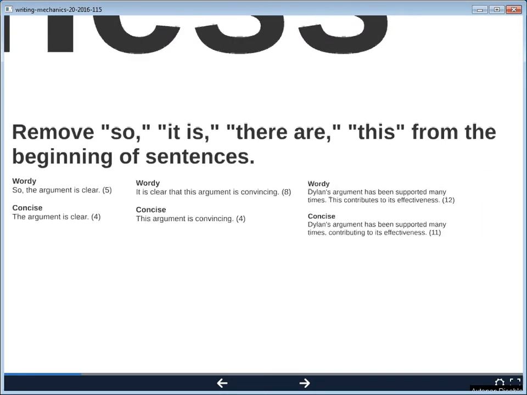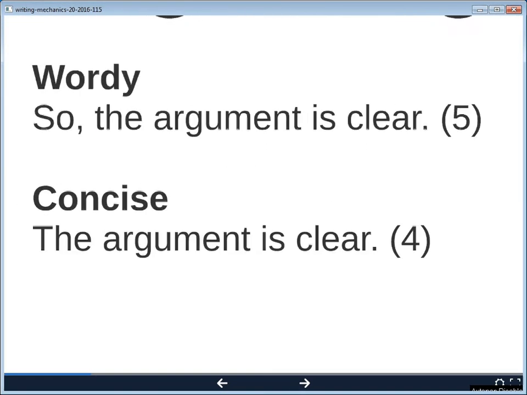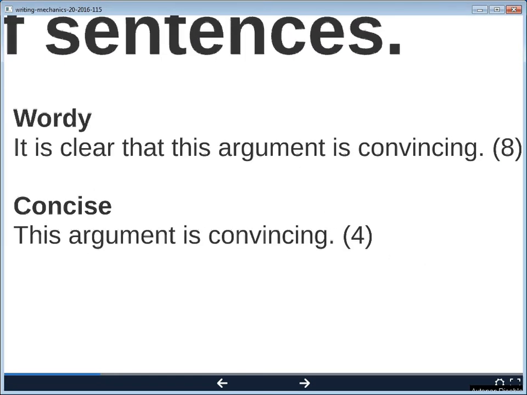Always get rid of so, it is, there are, this from the beginning of sentences. These add nothing to a sentence. For example, so, the argument is clear. What does the so do? Nothing. Get rid of it. It is clear that this argument is convincing. Why would you need to say that? Just cross it out. This argument is convincing.